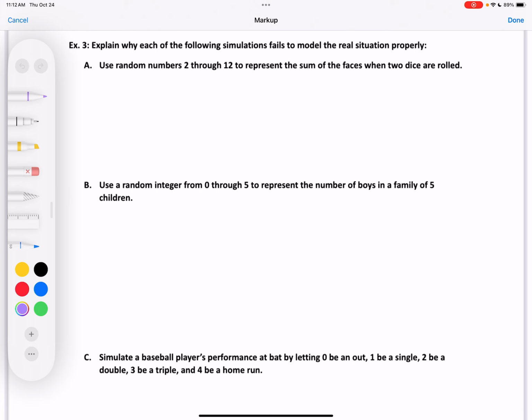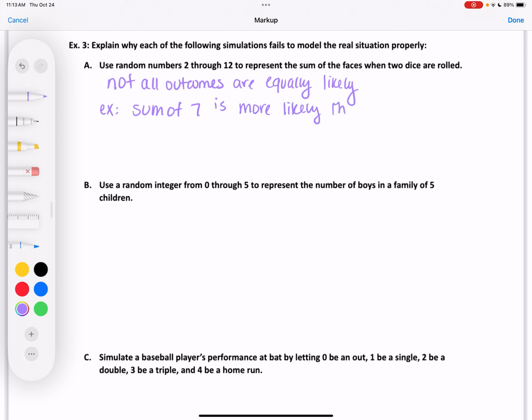Or like the total amount. So not all outcomes are equally likely. For example, like we just said, a sum of 7 is more likely than a sum of 2.